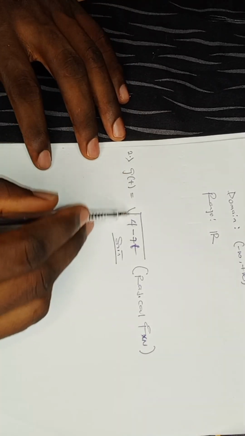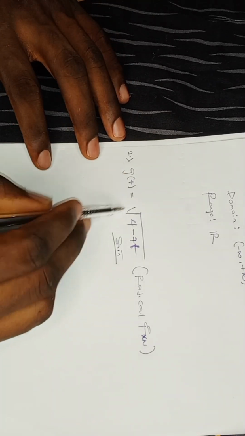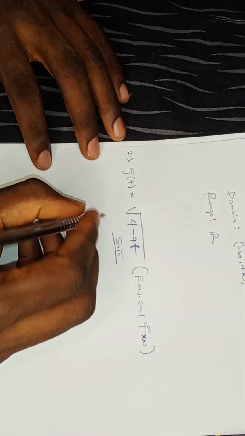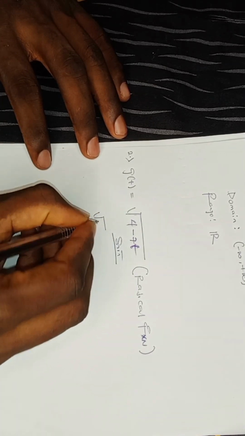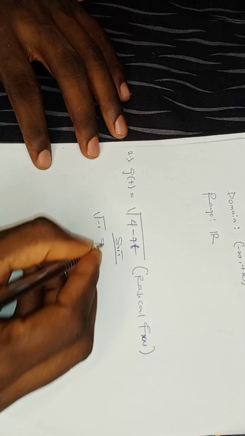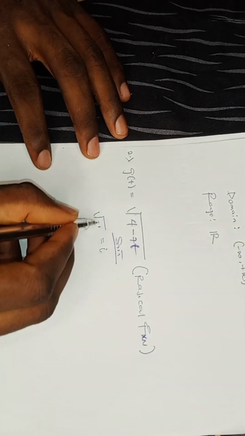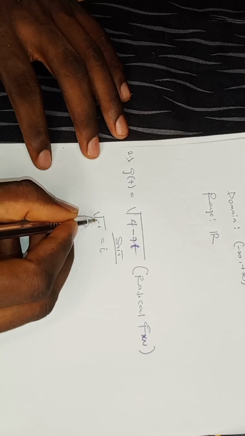So g of t is equal to the square root of 4 minus 7t. The square root there, we don't want it to go complex. What do we mean by complex? When we have something like the square root of minus 1, which is equal to i. This is what we mean by complex. So we don't want to have a negative inside the square root.